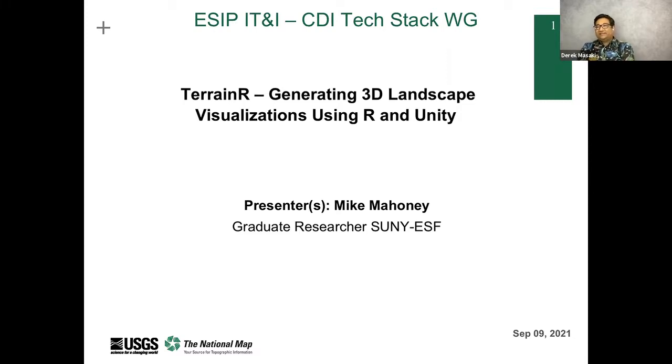Today, we're really pleased to be hosting Mike Mahoney, a graduate researcher from SUNY-ESF. He's developed an R package, TerrainR, that really leverages the APIs made available through NGP, the National Map API endpoints. That's in part produced by the NGTOC delivery team.